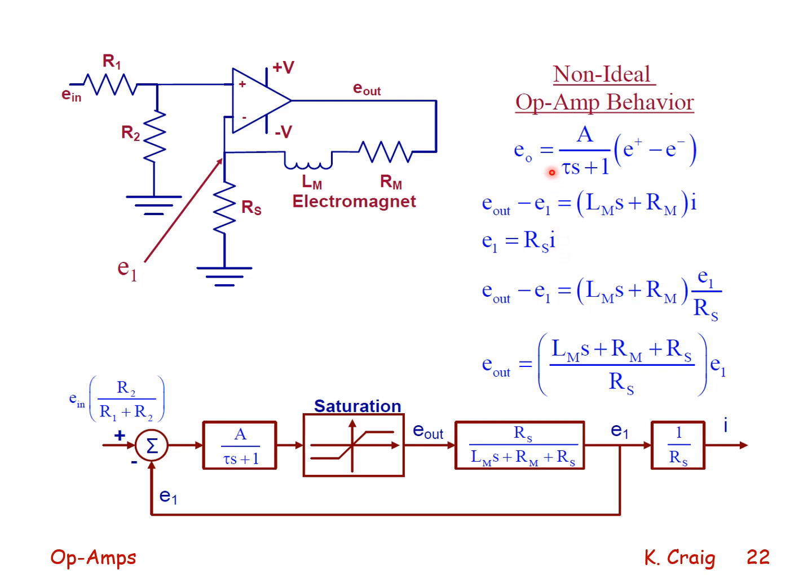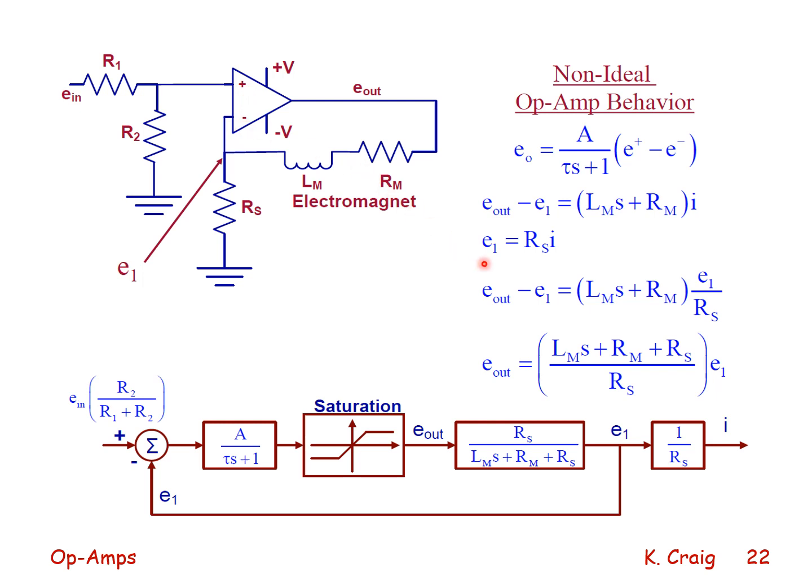We're using a non-ideal model for our op-amp where E out is equal to A, which is very large but not infinite, over tau S plus 1, where tau is very small but not 0, times E plus minus E minus.